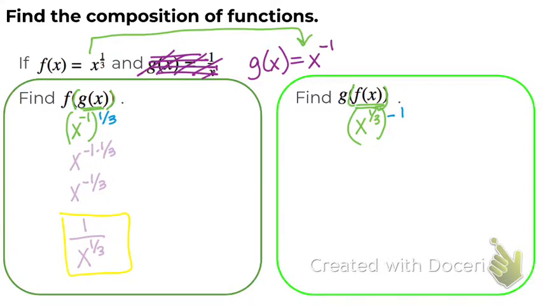And then again, when you have something with an exponent raised to a power, you can multiply them together. So this is 1/3 times negative 1, which is negative 1/3, which again, we're going to get the same answer. If you want to take this and put it back in the denominator to get rid of that negative exponent, this is 1 over x to the 1/3 power.